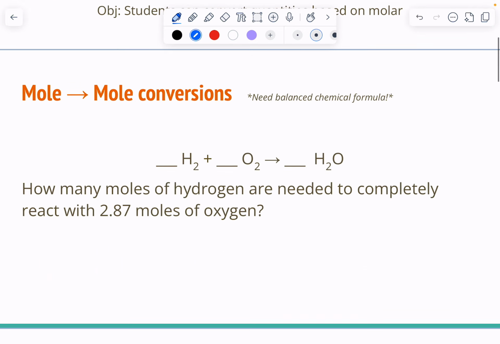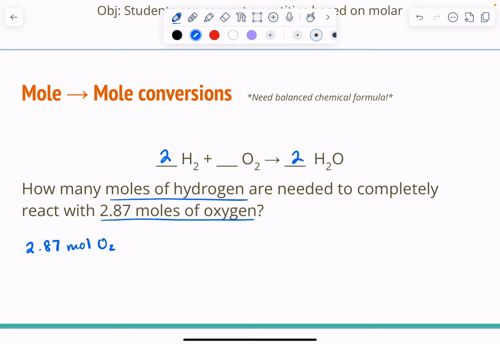So we're starting off with the easiest of the options, which is a mole to mole conversion. Again, to do this, you're going to need the balanced chemical equation. So we have 2 to 1 to 2. We're being asked to convert 2.87 moles of oxygen into moles of hydrogen. So how many moles of hydrogen are needed if we want to completely react 2.87 moles of oxygen gas?